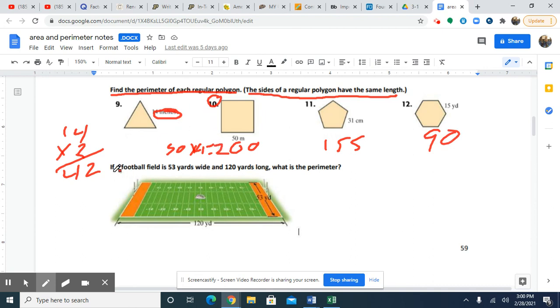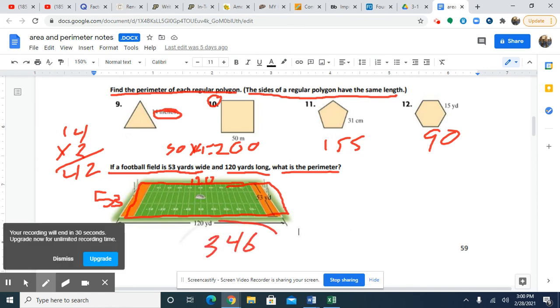Now looking at the last part, it says a football field is 53 yards wide and 120 yards long. What is the perimeter? So again, we have a rectangle here. So if one side is 53, the other side is 53. One side is 120, the other side is 120. So we add all of those together. So 120 plus 120 plus 53 plus 53 gives us a total of 346.